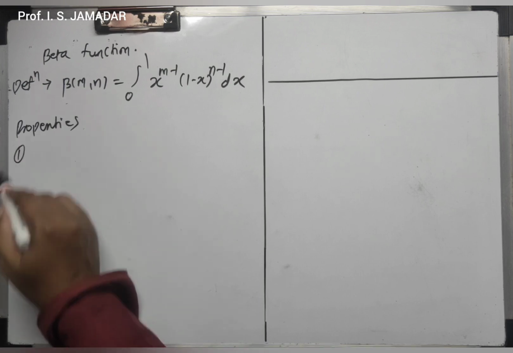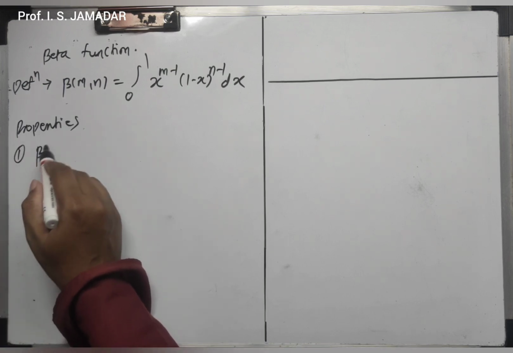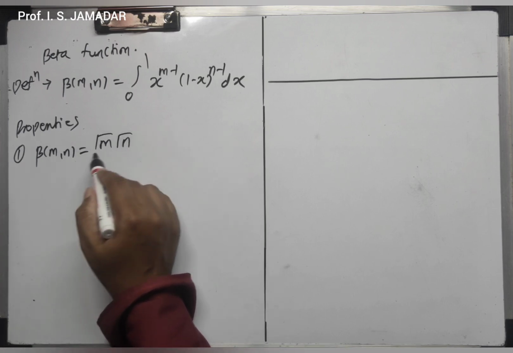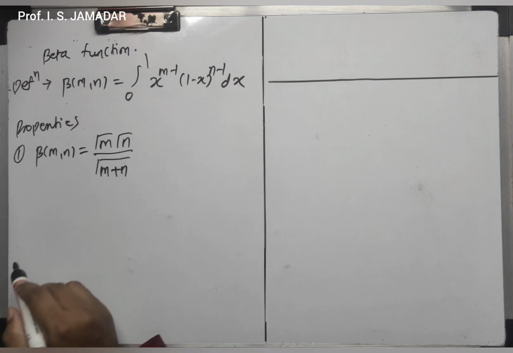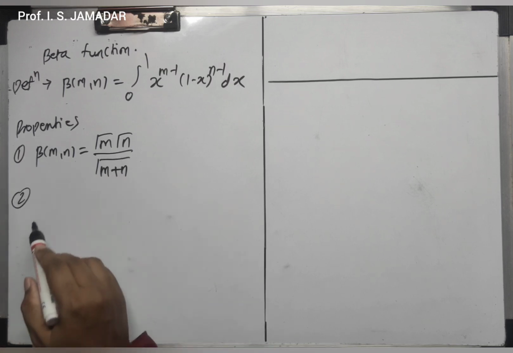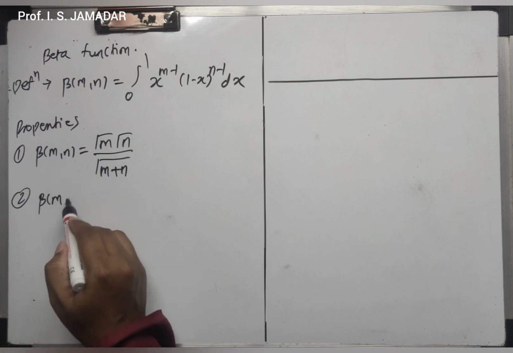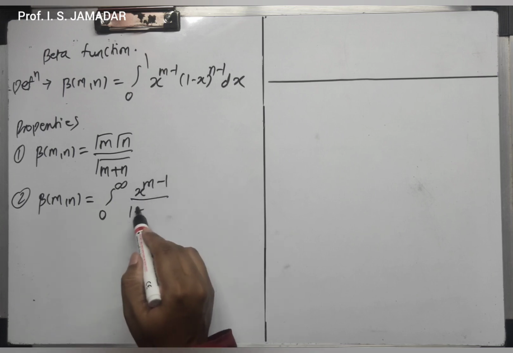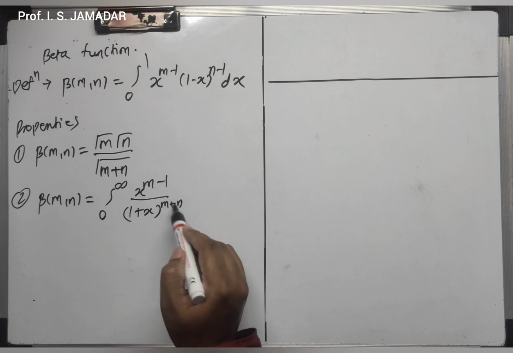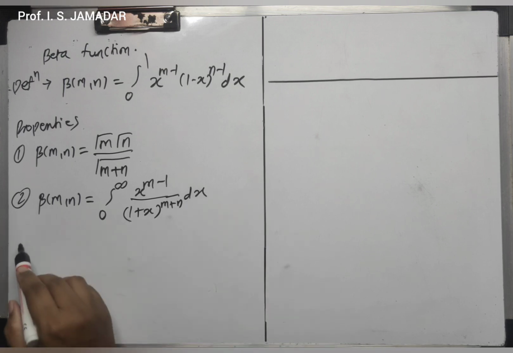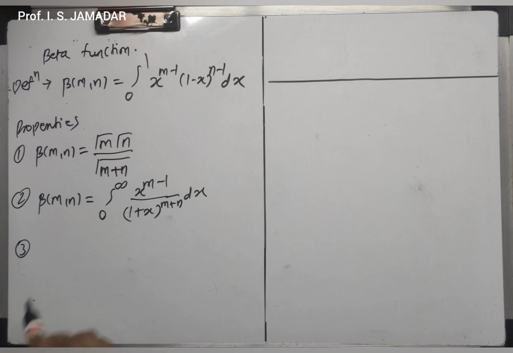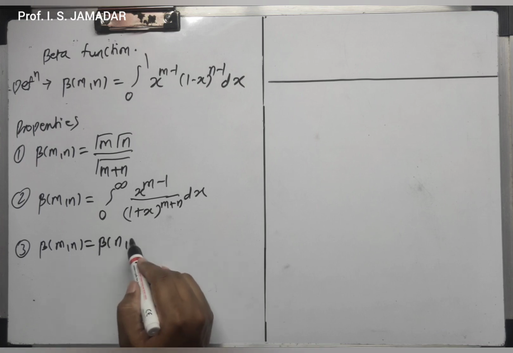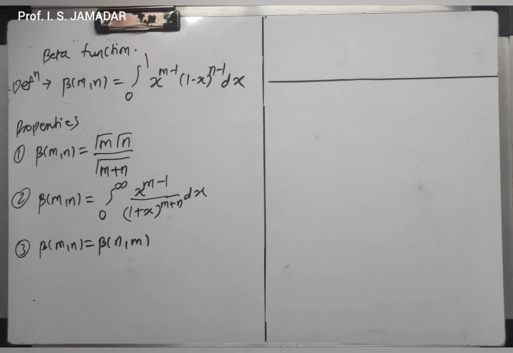Then properties. First, the relation between beta and gamma: beta of m, n is equal to gamma m into gamma n divided by gamma of m plus n. Second, we have an alternate formula for beta function: beta of m, n is equal to integration 0 to infinity x raised to m minus 1 upon 1 plus x raised to m plus n dx. Then third, beta of m, n is the same as beta of n, m; position is immaterial.